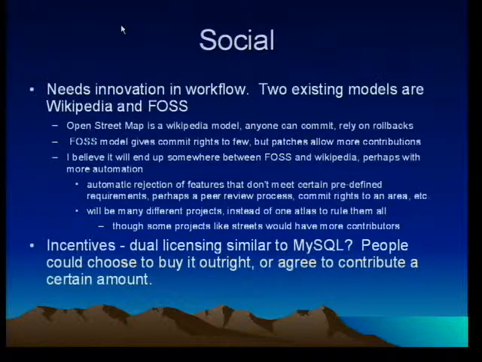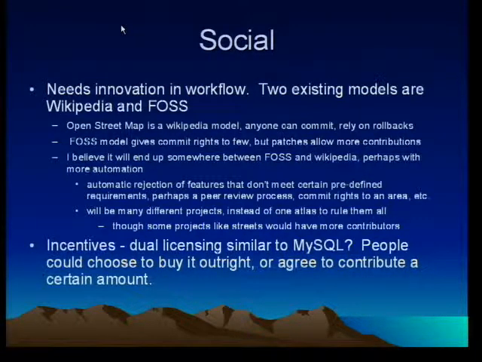Another thing that I think can make a lot of strides is automatic rejection of features. You can set a bunch of rules, and we actually have a sort of validation engine in GeoServer that lets you set these defined rules so that if someone scrawls their name in streets across the US, it'll automatically say, no, that doesn't work. Roads shouldn't be "Chris Holmes" in California. Also, it could build in a peer review process and commit rights to just a certain area of the map.